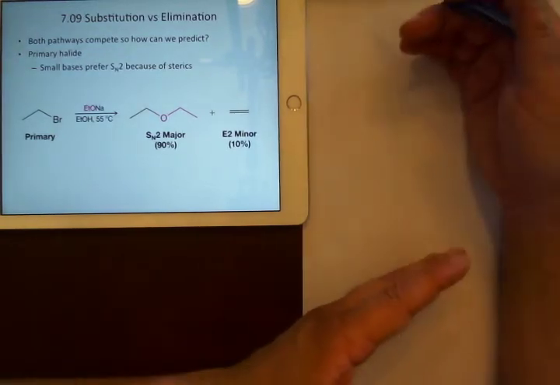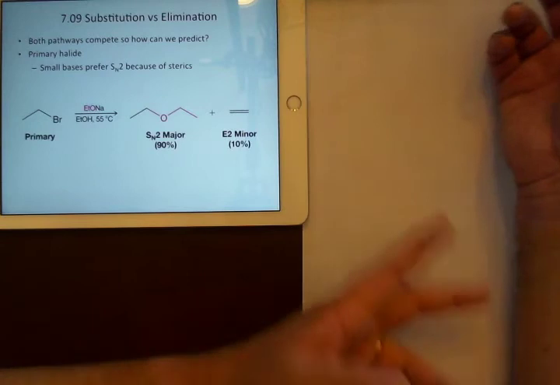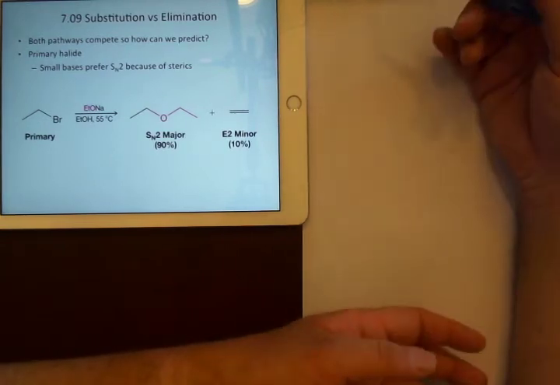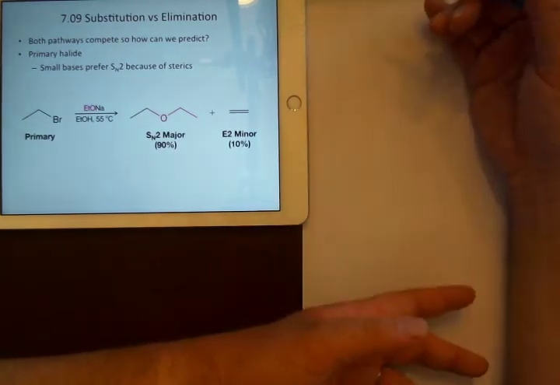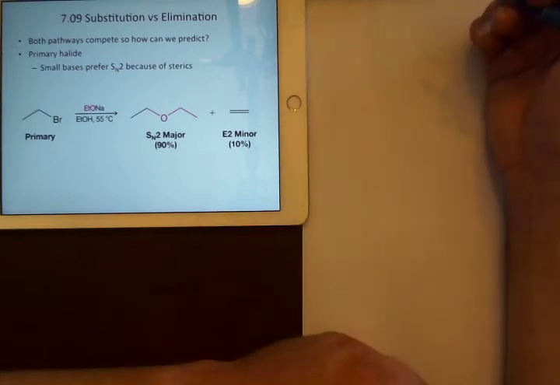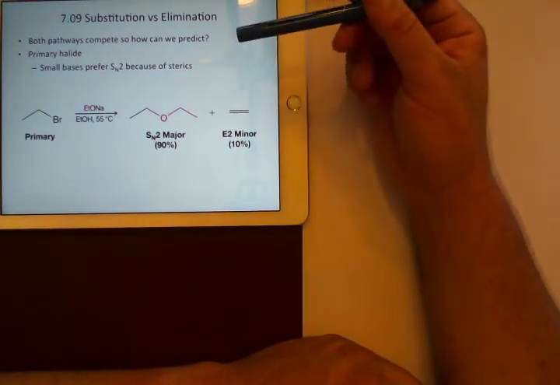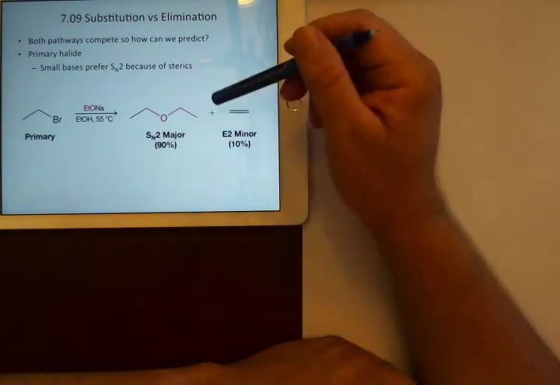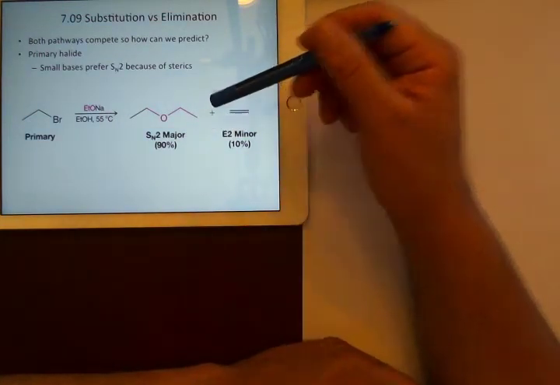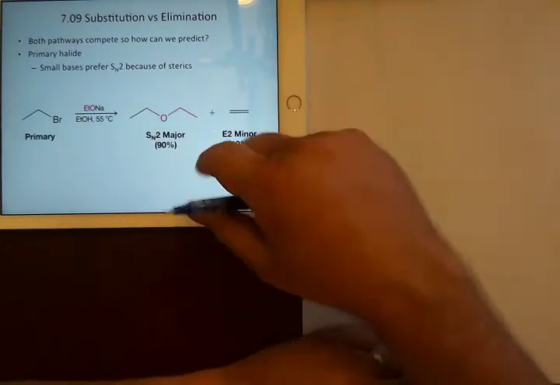So how are you able to differentiate between the two, if a reaction is substitution or elimination? For my test, I'm going to tell you. I want to see what the E2 product is for the SN2 products. But it's good to know which one is which. So for primary halides, you're probably going to get mostly SN2, with small primary halides.